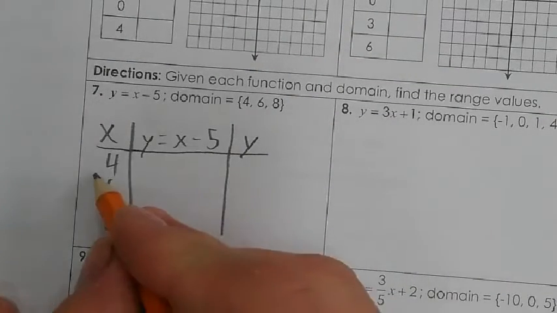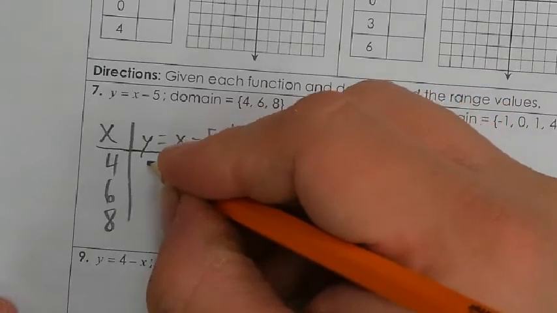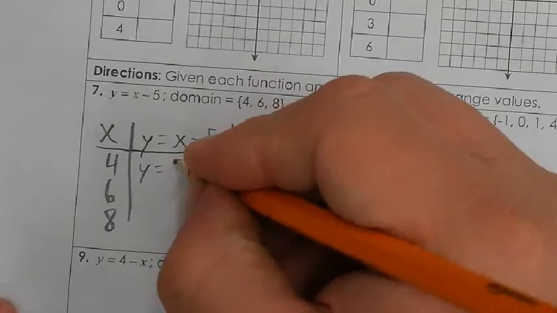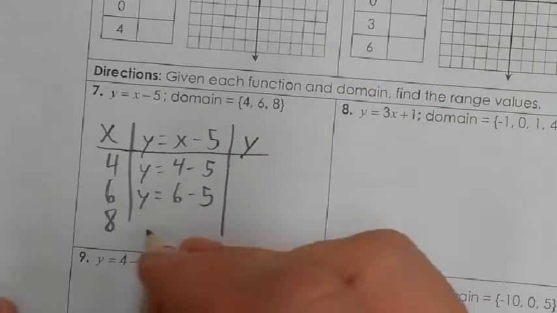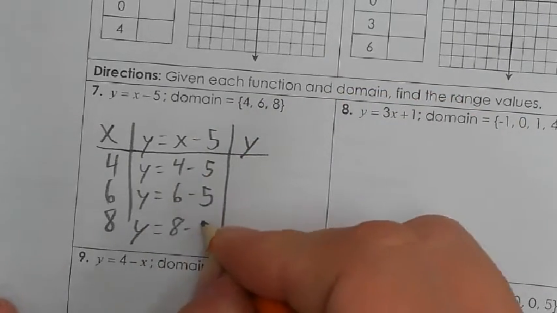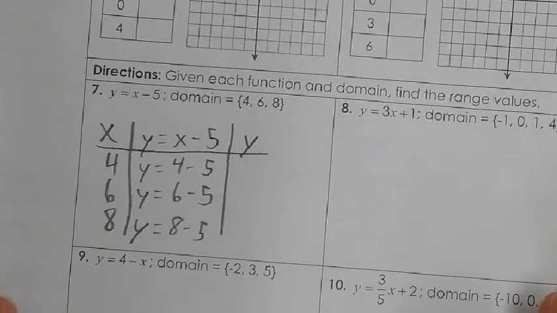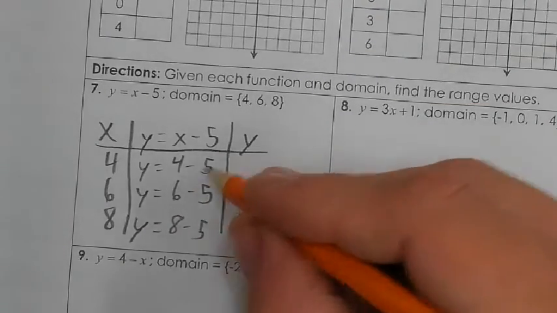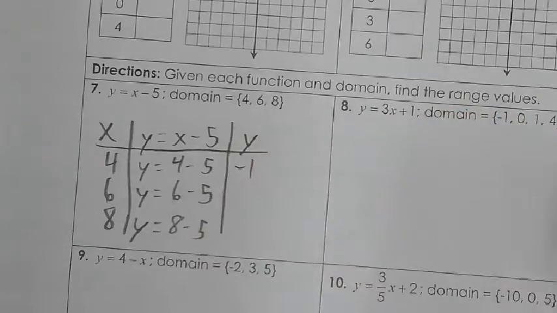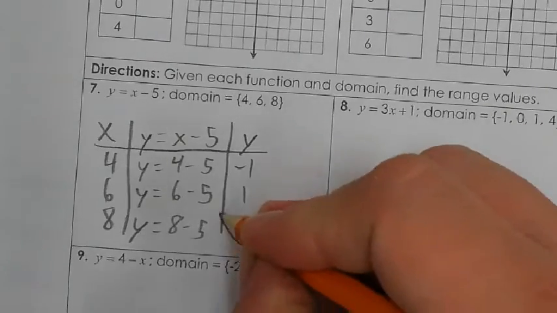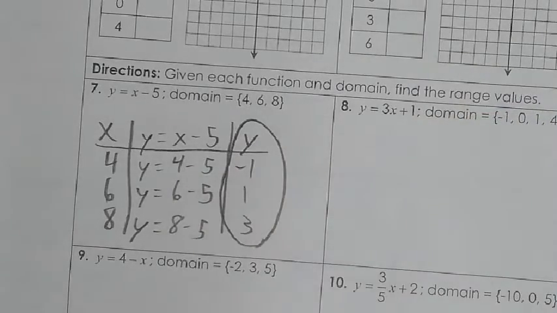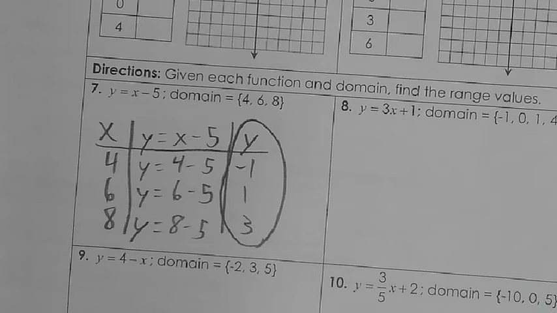So what I want you to do here in this middle section, show me what you're plugging in each time. So here would be y equals 4 minus 5. Here would be y equals 6 minus 5. And here would be y equals 8 minus 5. So what does that mean our range is going to be for this one? What's 4 minus 5? -1. Negative 1. What's 6 minus 5? 1, 8 minus 5? 3. And what you could do, since it says a range, just circle this last column after you're done. That way I know that's what you're focusing on. That's all you got to do. Anybody have questions? Okay.